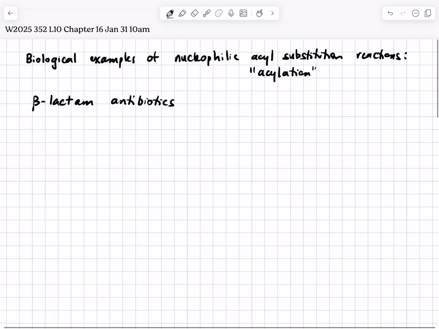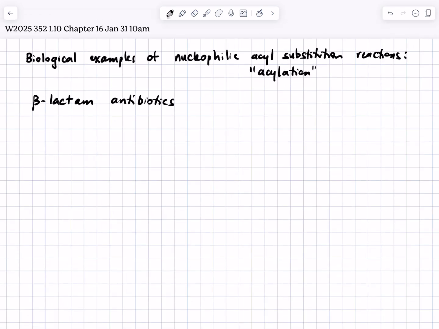What we want to do today is focus in on some biological examples of nucleophilic acyl substitution reactions. And the chemistry itself is not going to be new. It's going to involve attack of a nucleophile on a carbonyl carbon. It's going to involve getting a tetrahedral intermediate and then kicking off a leaving group. We call that, as I've said, a nucleophilic acyl substitution reaction or acylation. But the players are going to be different. They're going to be structures that you haven't seen before.